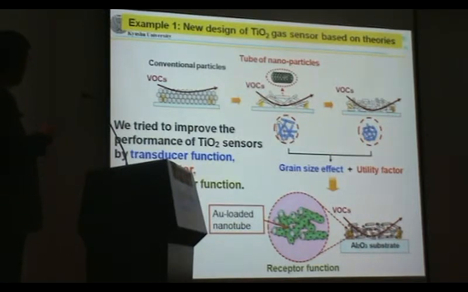I'm going to show one example. This is the VOC sensor. We prepared a nanotube consisting of nanoparticles. This is a very small particle, and these particles formed a nanotube. We deposit this kind of nanotube on the aluminum substrate and load gold nanoparticles. Finally, this sensor can detect VOCs at the sub-ppm level.